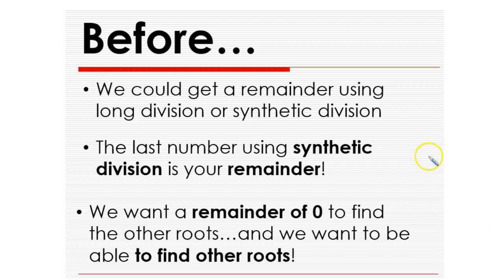Before we get started, we could get a remainder using long division or synthetic division, but we prefer synthetic division. Usually it's going to be way easier. The last number using synthetic division is your remainder, and you've got to remember that that number is important. That's why I draw that little L when we do our synthetic division, to set my remainder apart. In order for this to work, that remainder has to be 0, or we are kind of stuck. A remainder of 0 means that what you're dividing by is a root, and you can use what's left over, as you'll see in a minute, to find other roots.